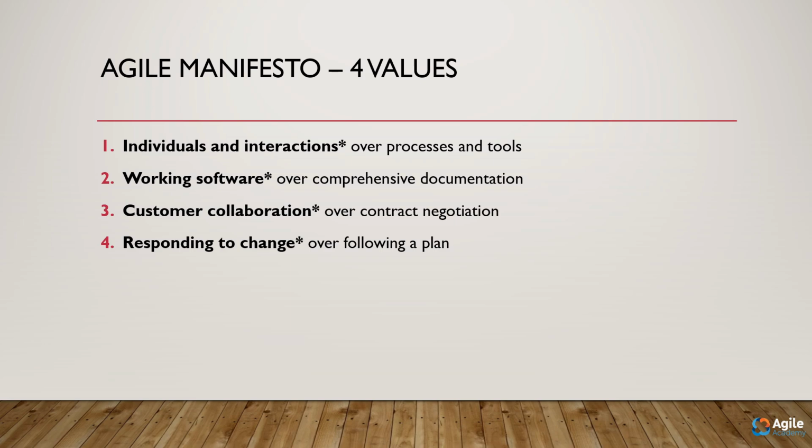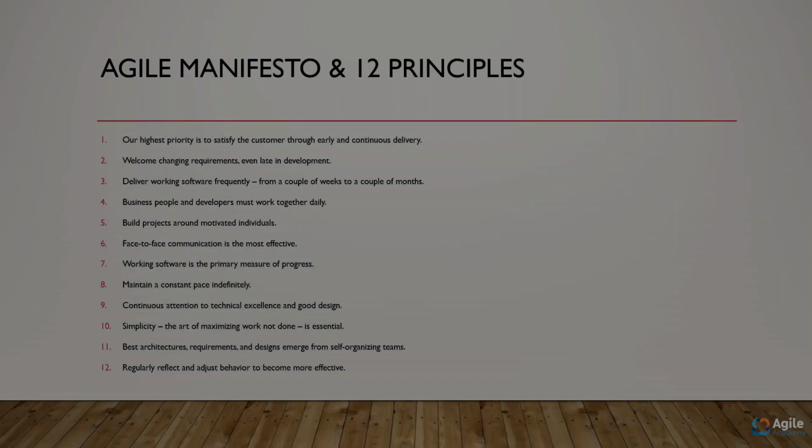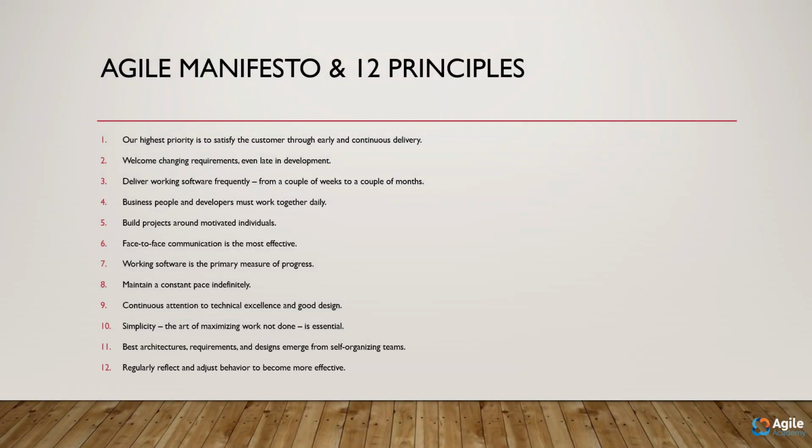Now, let's take a quick look at the 12 principles of the Agile Manifesto. These principles act as day-to-day guidelines for Agile teams. These principles remind us that Agile is more than just a process. It's about mindset, culture, and continuous improvement. They help teams stay focused on delivering real value to the customer while adapting quickly to change.